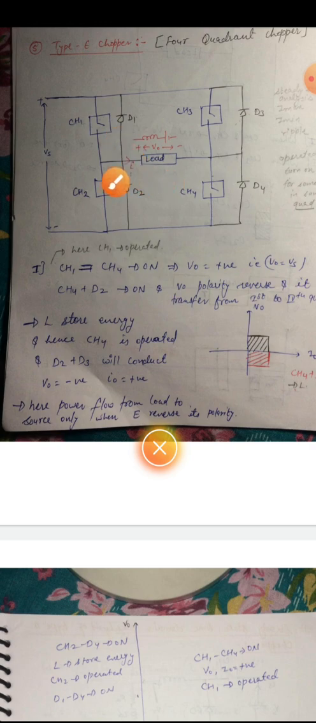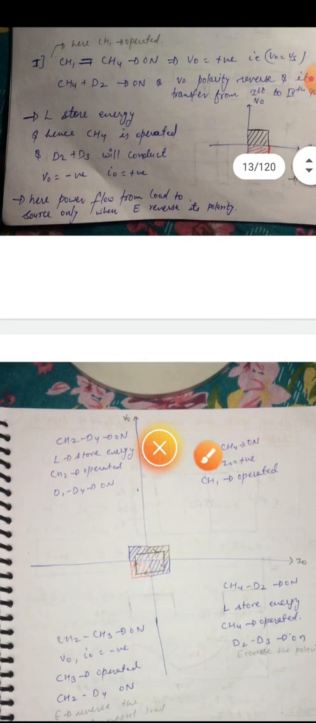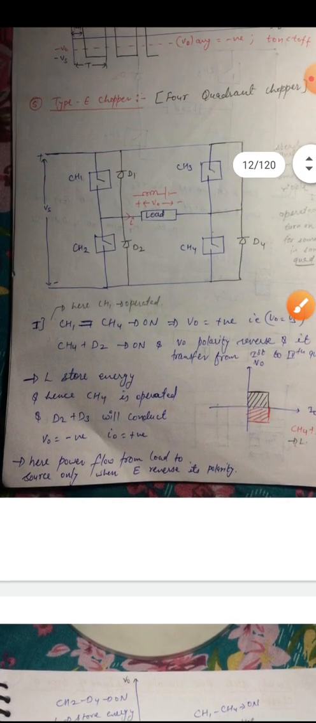This is the mentioned polarity of I naught, and this is the mentioned polarity of V naught. I is in the direction of the mentioned polarity and V naught is also in the direction of the mentioned polarity. So V naught is positive in this mode and I is positive. Similarly, when CH1 and CH4 are on, V naught and I naught both are positive. This inductor will get charged.